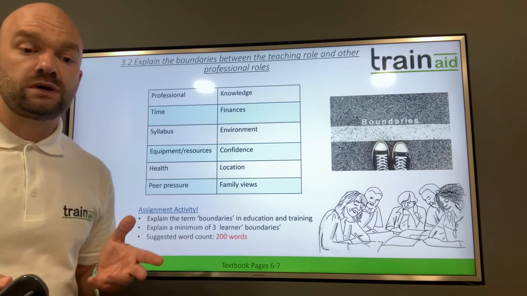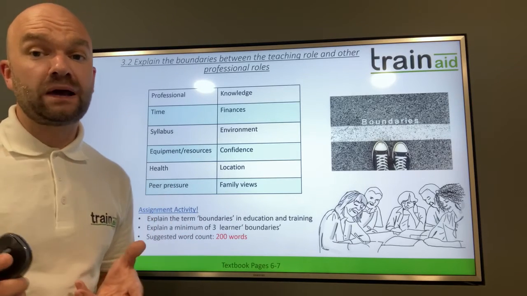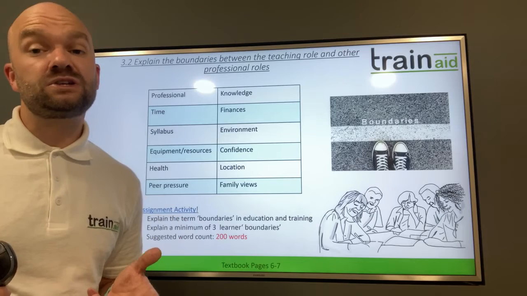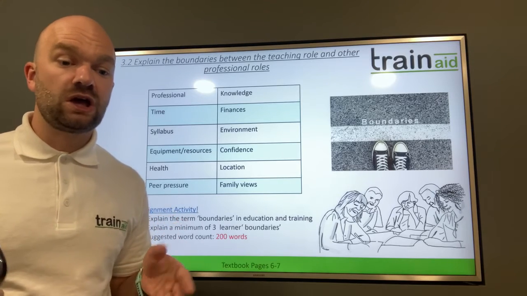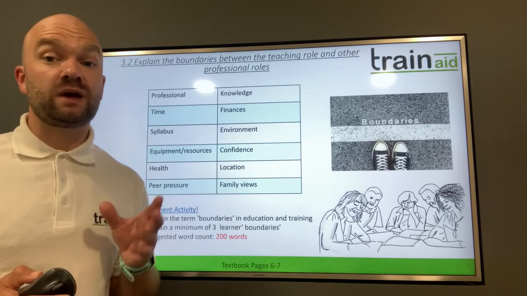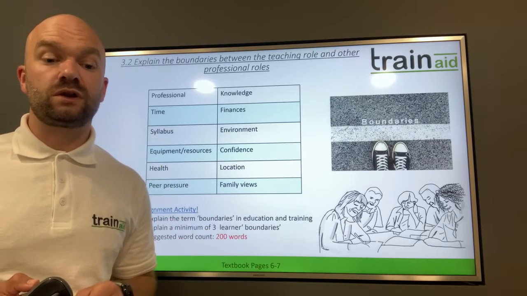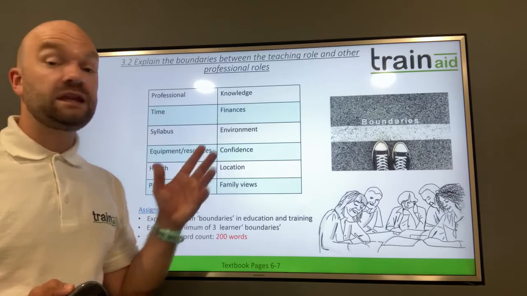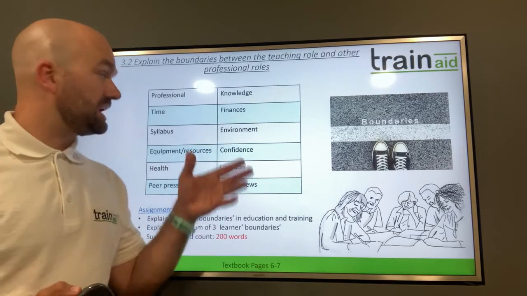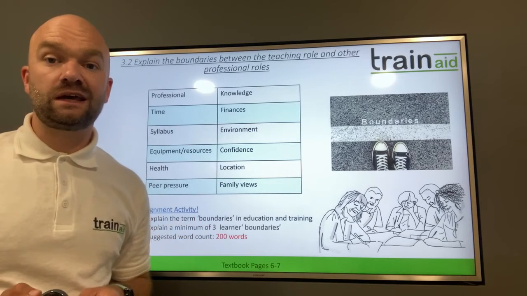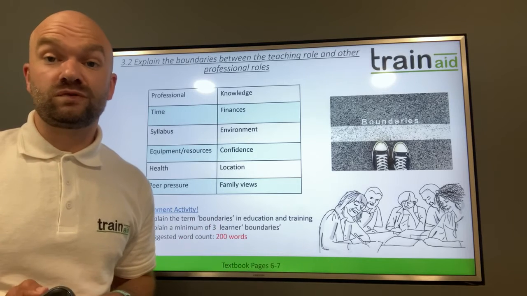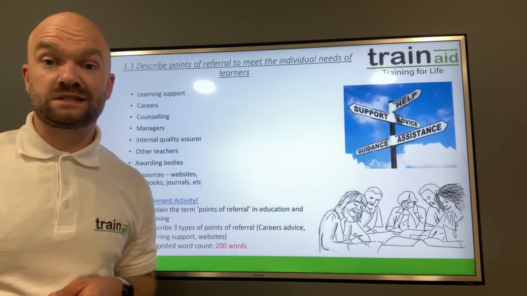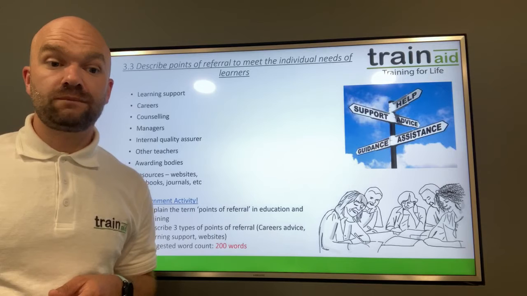What we'd like for you to do is explain the term boundaries or barriers within education and training. So what does that mean? We'd also like for you to explain a minimum of 3 different learner boundaries here, okay? Do feel free to use any 3 of the ones in the table behind me, okay? And as I said, roughly 200 to 300 words is absolutely fine, okay?